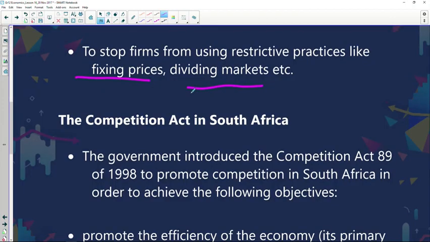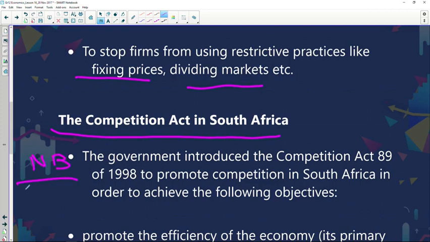All right, then we move on to the Competition Act in South Africa. Obviously, a policy needs to be based on a particular act. So in South Africa, there is an act that focuses on competition, because competition is a healthy aspect of the economy. So we need to have this regulated and monitored at all times. So the government introduced the Competition Act 89 of 1998 to promote competition in South Africa in order to achieve the following objectives. So please know this act.